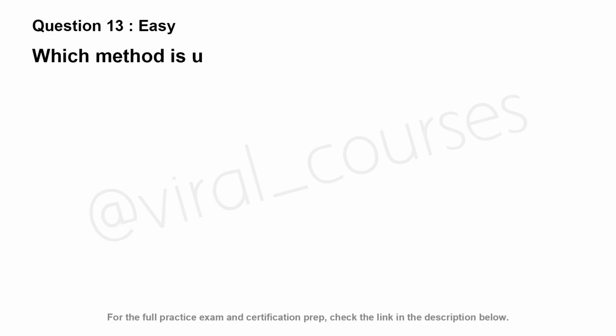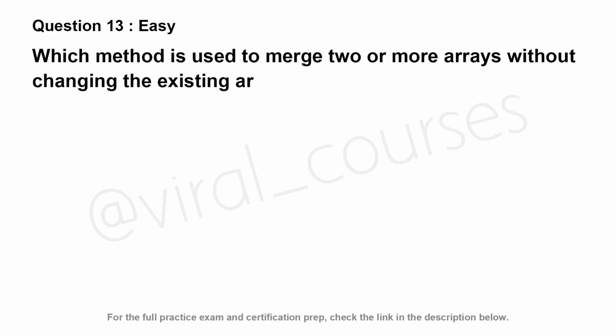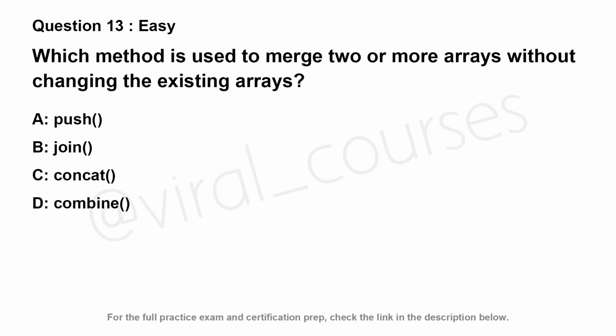Which method is used to merge two or more arrays without changing the existing arrays? Option A, push. Option B, join. Option C, concat. Option D, combine.